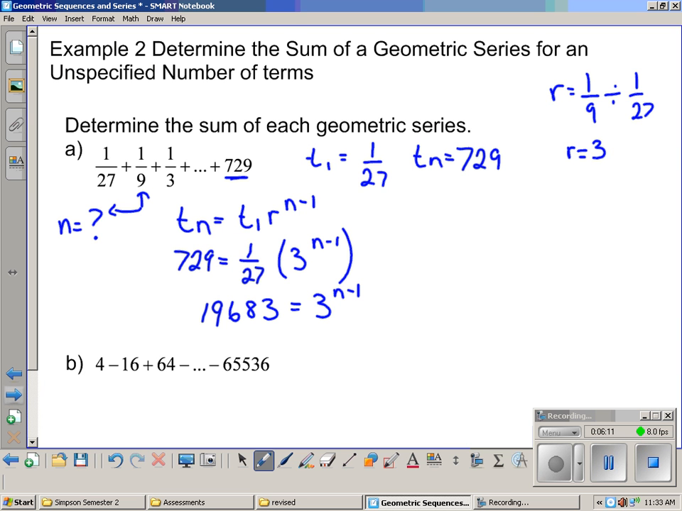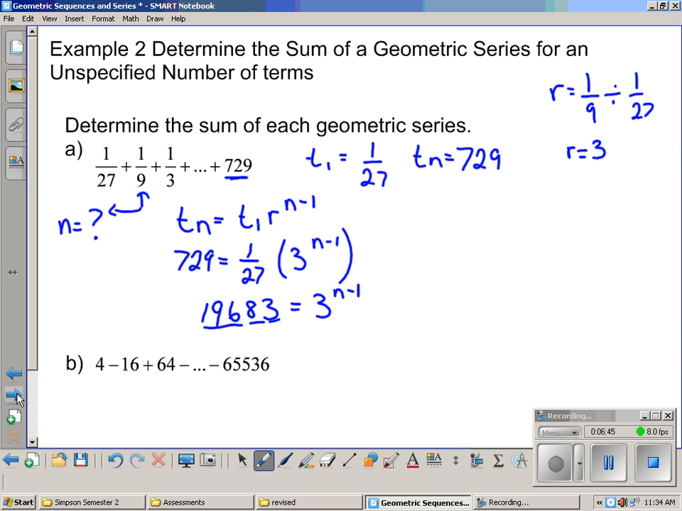We now need to find out 3 to what power is equal to 19,683. So to solve this question, I need to figure out what power of 3 that is equal to. We're going to do it by trial and error, and we actually find that 19,683 is equal to 3 to the power of 9. So if I get rid of this for a minute, let's back up.